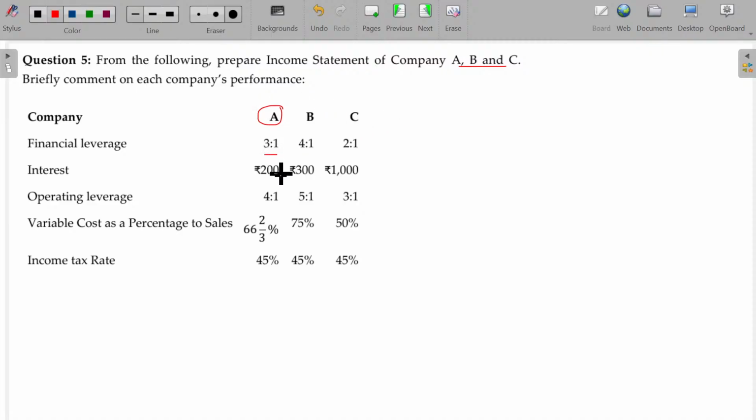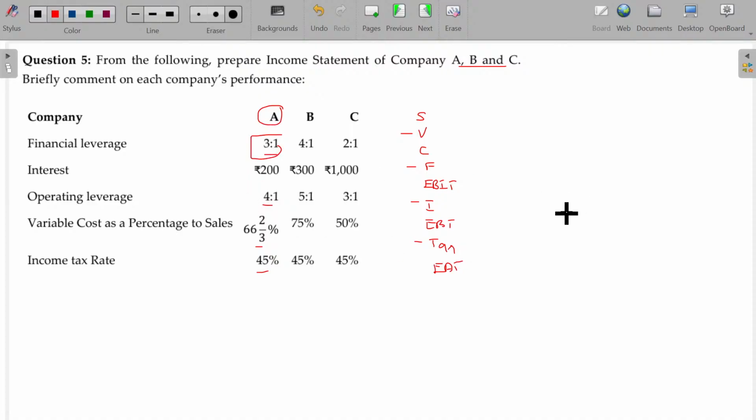We have been given the leverages, the income tax rate, as well as variable cost as a percentage of sales. Usually the income statement is given and we find out these leverages, but here it is a reverse case. The income statement starts with sales, variable cost, contribution, minus fixed cost, EBIT, minus interest, you will get EBT, minus tax, EAT.